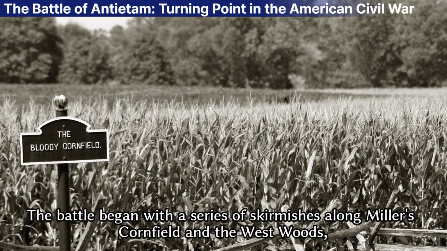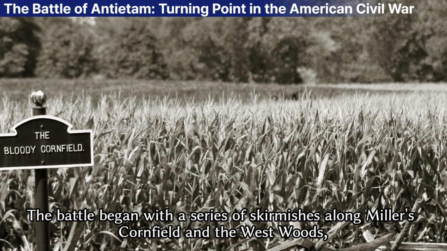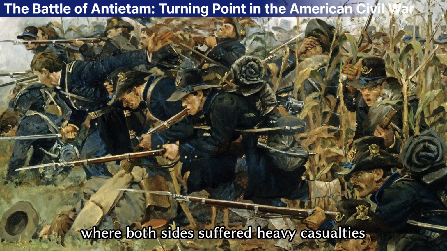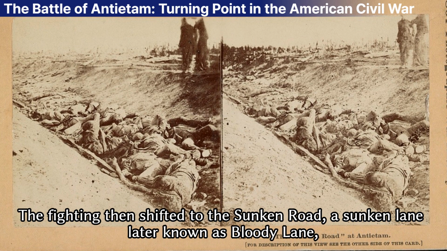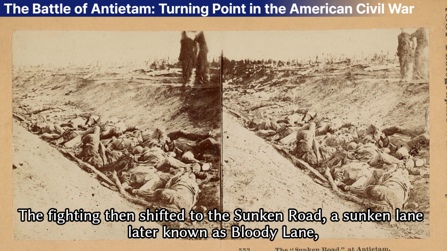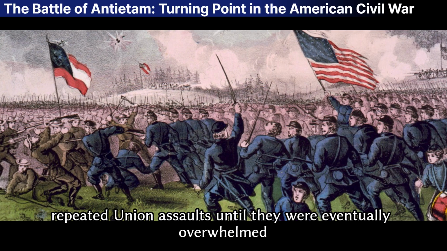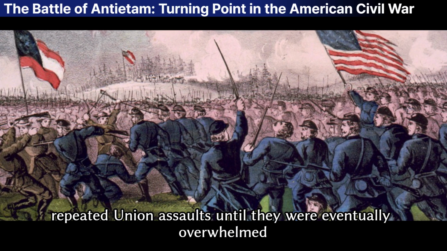The battle began with a series of skirmishes along Miller's cornfield and the West Woods, where both sides suffered heavy casualties. The fighting then shifted to the Sunken Road, a sunken lane later known as Bloody Lane, where Confederate troops held off repeated Union assaults until they were eventually overwhelmed.